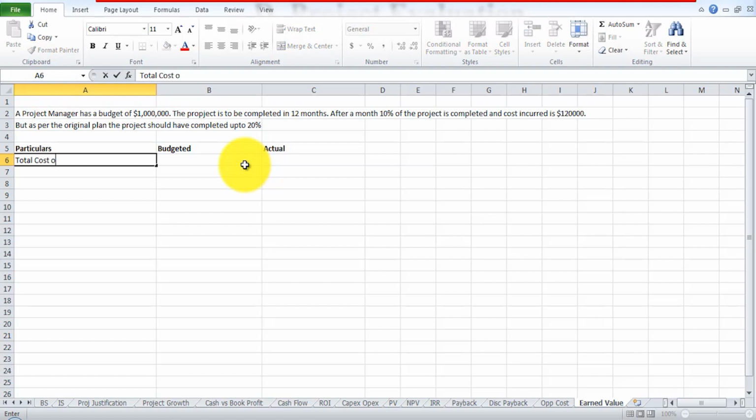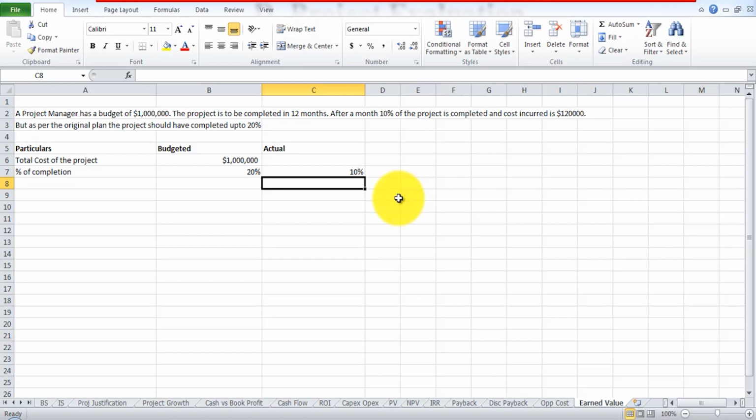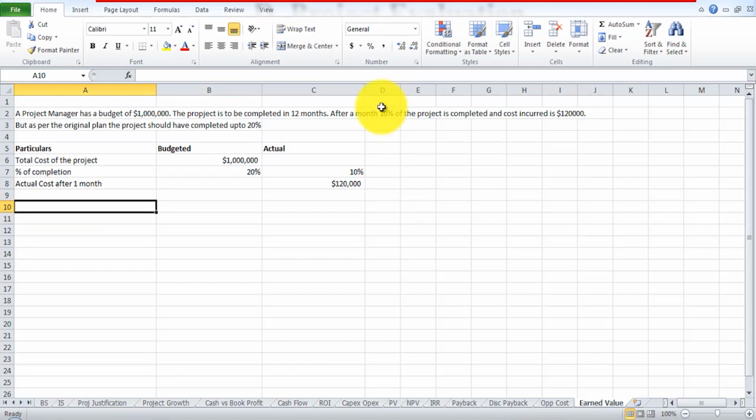So we have the total cost of the project. It's budgeted at $1 million. Percentage of completion as per the budget should have been 20%. Actually, it's only 10%. Now then we have the actual cost incurred after 1 month. It's $120,000. Let's mention it more clearly.